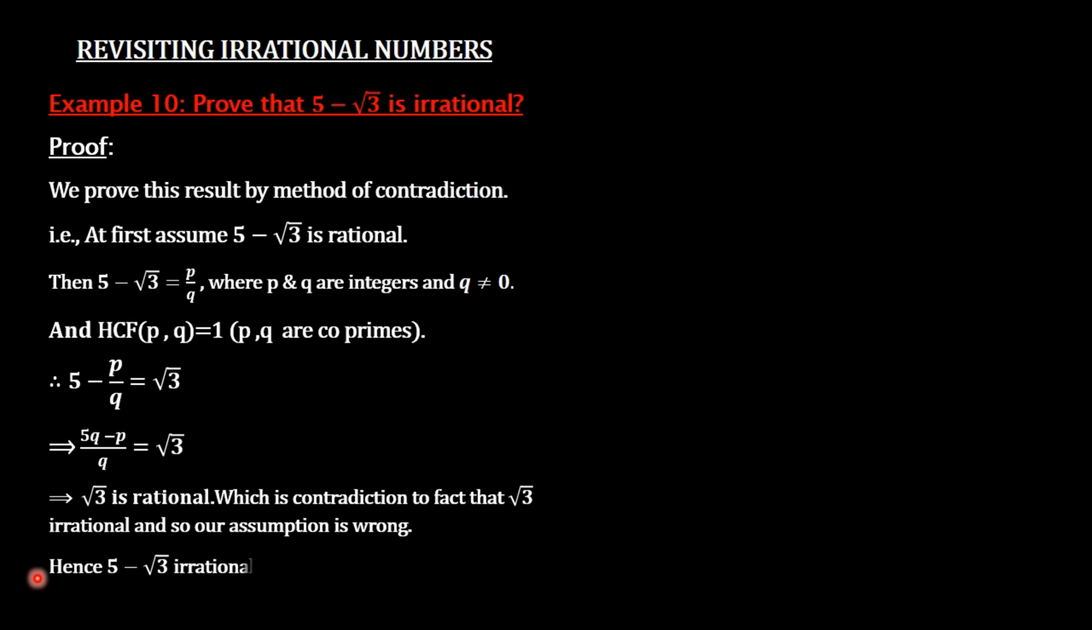So from an examination point of view, if this question comes for more marks, that is more than 1 or 2, then you have to write the proof that root 3 is irrational. More than 2 marks, then you must write the proof of root 3. Okay. Then our next question.